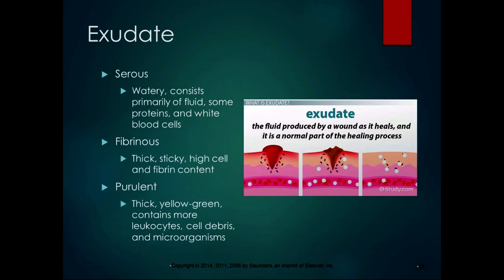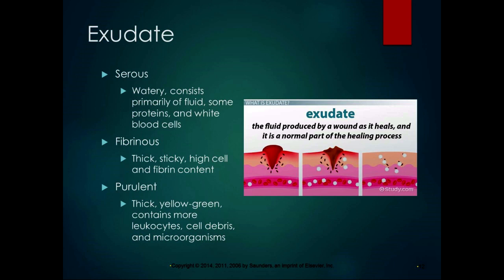So, exudate. There's going to come a time when we have to talk about vomit too, but now we're going to talk about exudate. Exudate is the fluid produced by a wound as it heals, and it's part of the normal healing process. A lot of times, if we're working with someone with an active wound, we need to know what different types of exudate mean. Sometimes it's because we're going to report it to nursing, and sometimes it's because we're going to do some patient education.